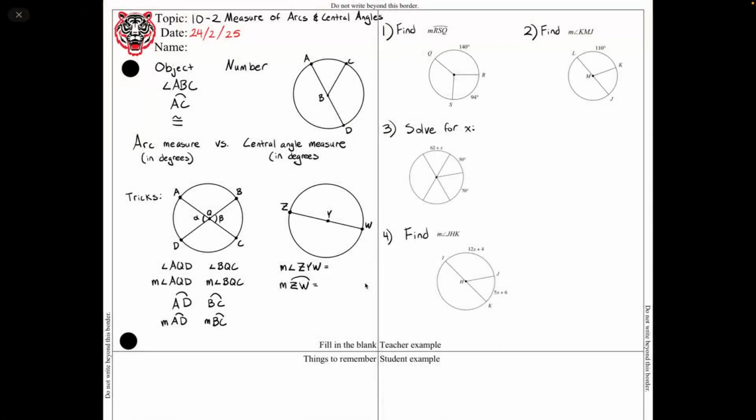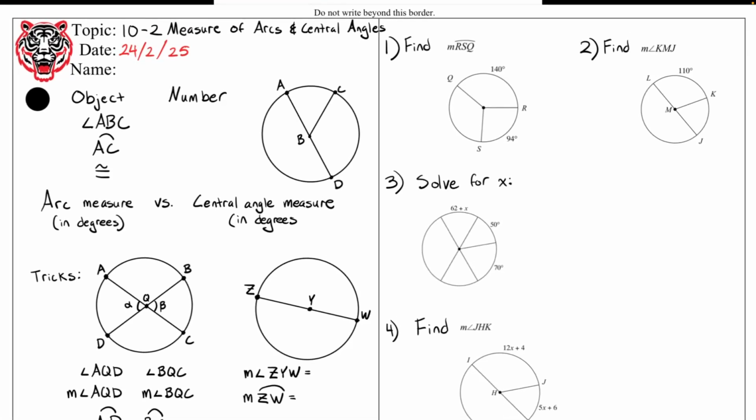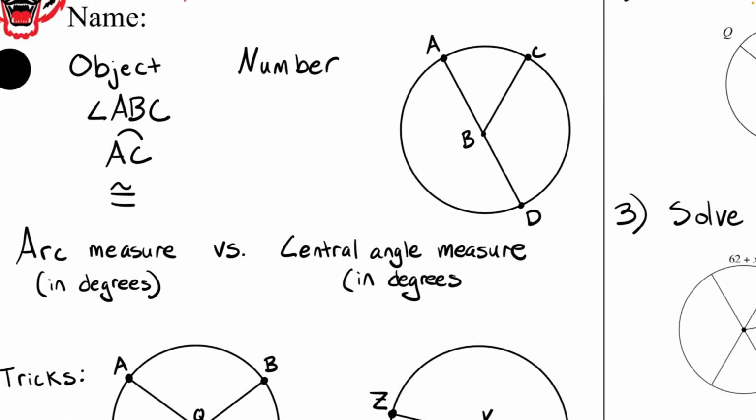We are in geometry. We are on lesson 10-2. We're doing the measure of arcs and central angles. So I want to talk about the notation because I know that the notation in geometry is particularly tricky compared to an Algebra 1, an Algebra 2, or pre-calculus class. So when you see this, what does this mean?